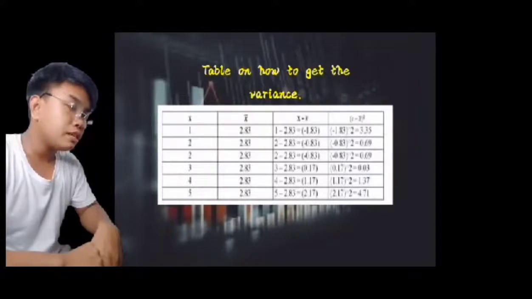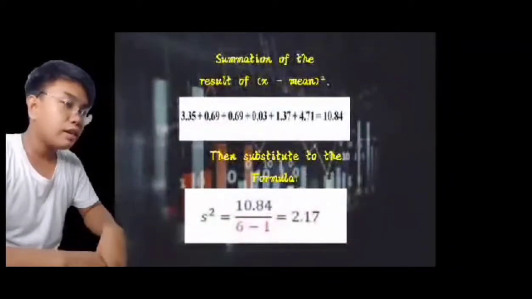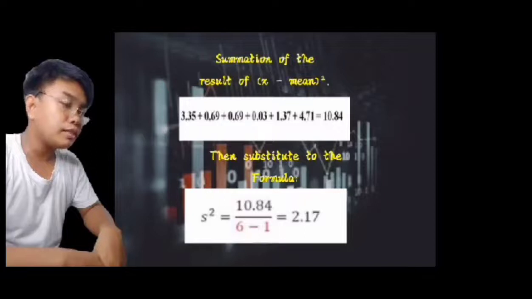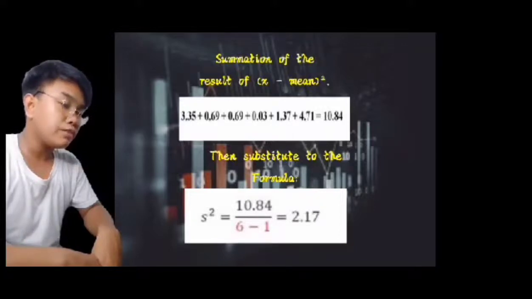So as we can see, the mean is what we need in this table. After completing the table, we should get the summation of the result of x minus mean squared. Then substitute it to the formula. S squared is equal to 10.84 over 6 minus 1, which is equal to 2.17. So the variance is 2.17.